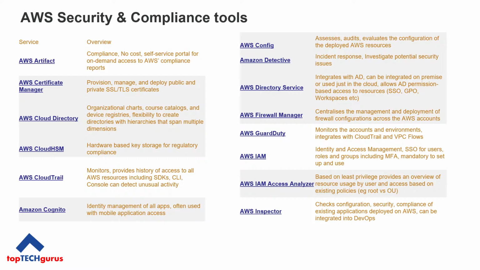AWS GuardDuty, we covered it already. IAM, we covered it in depth actually. IAM Access Analyzer. This is something they rarely ask about, but it's a tool, so AWS can ask about any of that. Whatever IAM policies you have set up based on least privilege, it provides an overview of what resources a user has access to, and based on the existing policies, what they can actually access. We covered AWS Inspector.